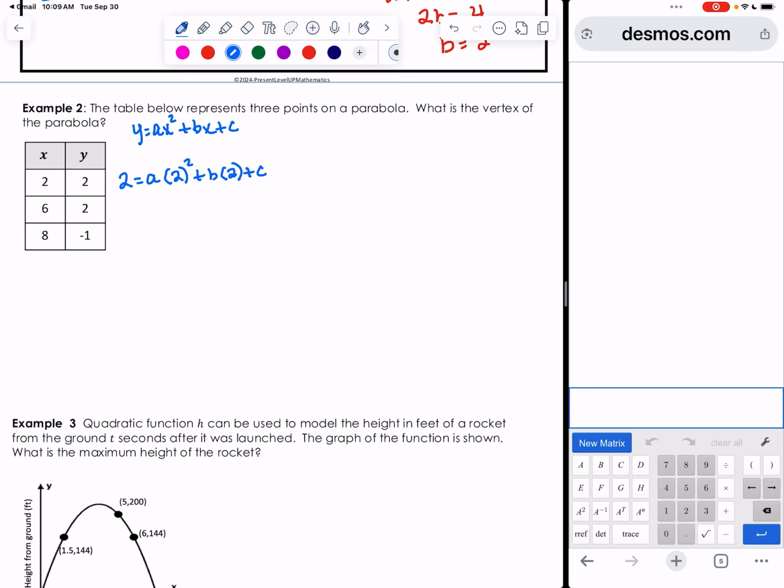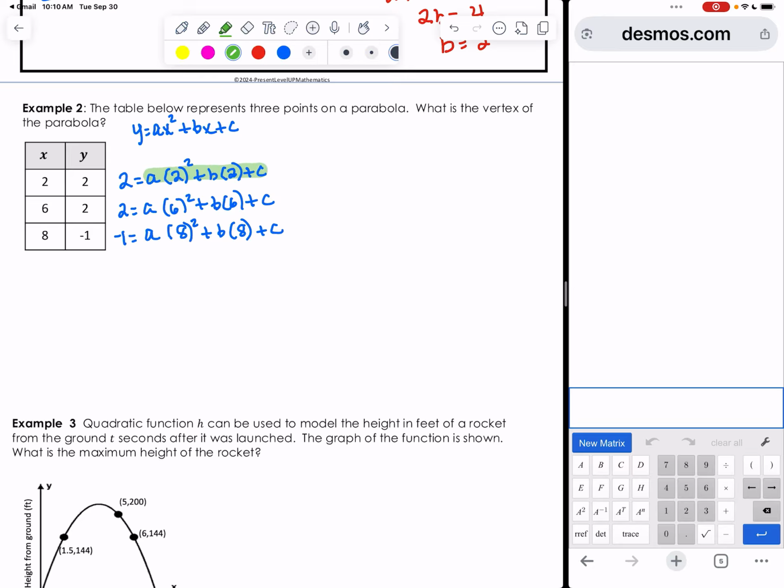Okay, so there's our first point. Now I'll do the same thing for my next point. I'll put a 2 for the y, but this time I'm going to put a 6 for each x. Okay. Now, do that process one more time for the third point. Negative 1 equals a times 8 squared plus b times 8 plus c.